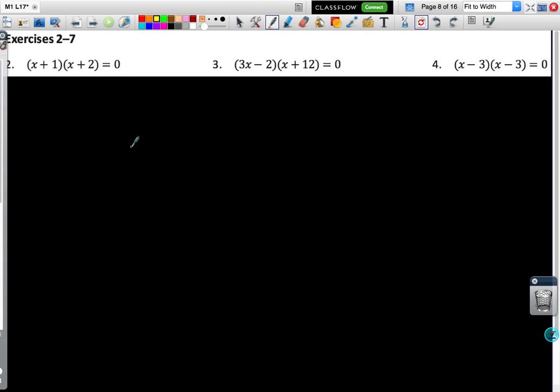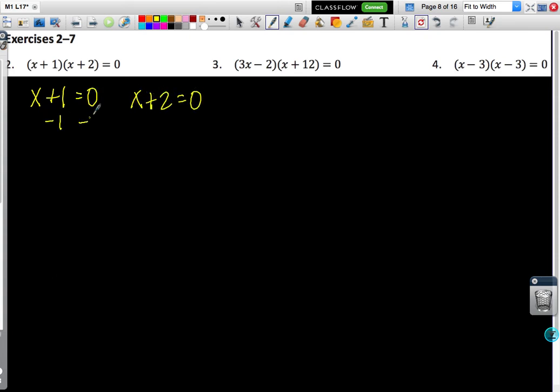Exercises 2 through 7. So if you look at 2, 3, and 4, and if you clearly understand what that factored equation looks like, you should be giving some green flags here in the fact that 2, 3, and 4 are already all factored. So we are simply going to start with number 2, and we're going to take each factor and set it equal to 0, just as we've been doing to solve.